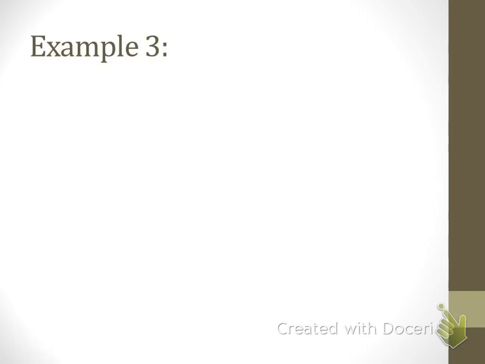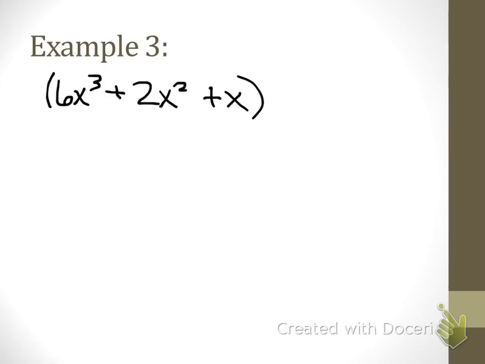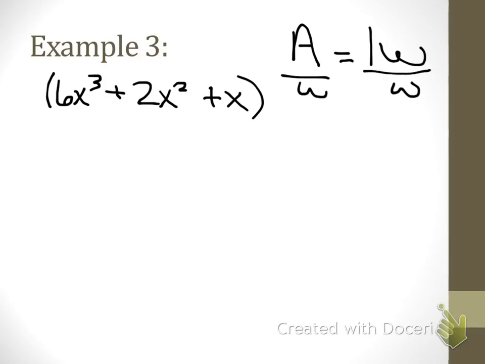All right, now in example 3. Last example. We're doing a word problem. It says the area of a rectangle is 6x cubed plus 2x squared plus x. The width of the rectangle is 2x squared centimeters. Find the length. Okay, well, the area of a rectangle, and here's where you have to know, area is length times width. So if you're solving for the length, you have to divide both sides by w.